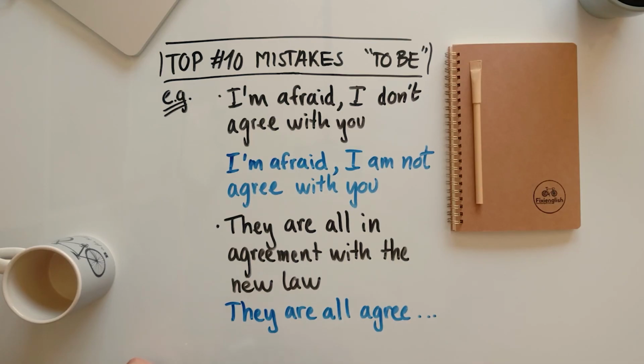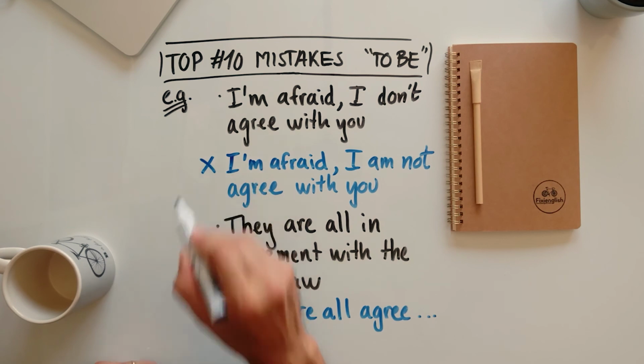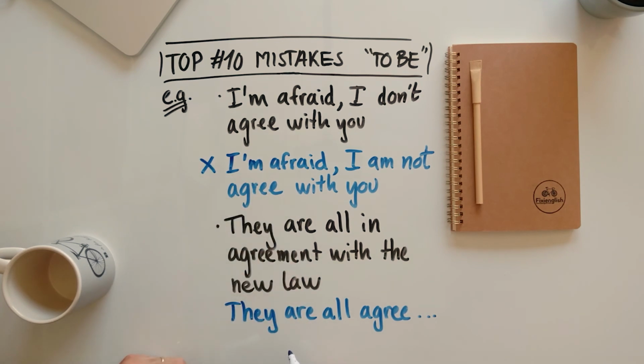What could be a few more practical ways of expressing agreement in English? For instance, we could say, I'm afraid I don't agree with you. You would never say, I'm afraid I am not agree with you. That wouldn't be correct. Another sentence could be, they are all in agreement with the new law. But we would never say, they are all agree with the new law. That would be wrong. And this puts an end to our top 10 list on the most common mistakes using the verb to be.